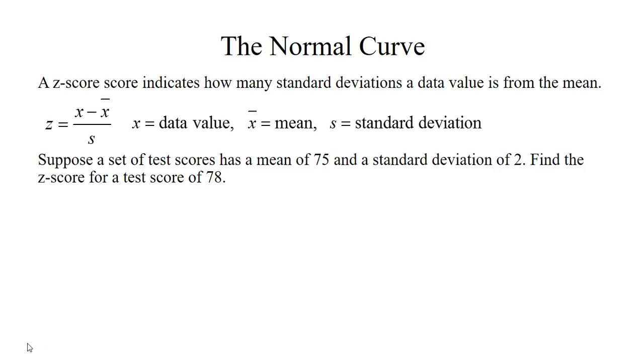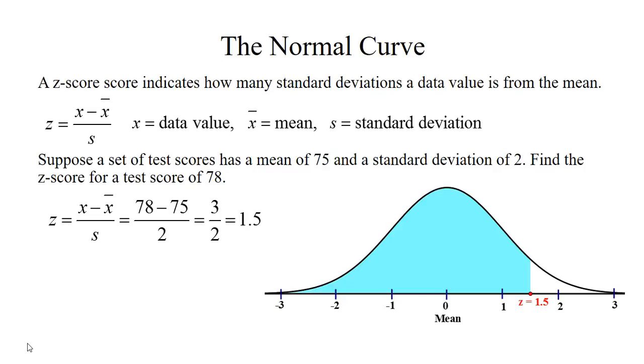Let's look at an example. Suppose that you have a set of test scores that has a mean of 75 and a standard deviation of 2. Let's find the z-score for a test grade of 78%. So our data value is 78, our mean is 75, and our standard deviation is 2. So we get 1.5 as our z-score. So on our normal curve, a 1.5 z-score is between 1 and 2. Now we've shaded the area to the left of 1.5, which means that we're looking for the number of test scores that are below 78%, or expected to be below 78%.